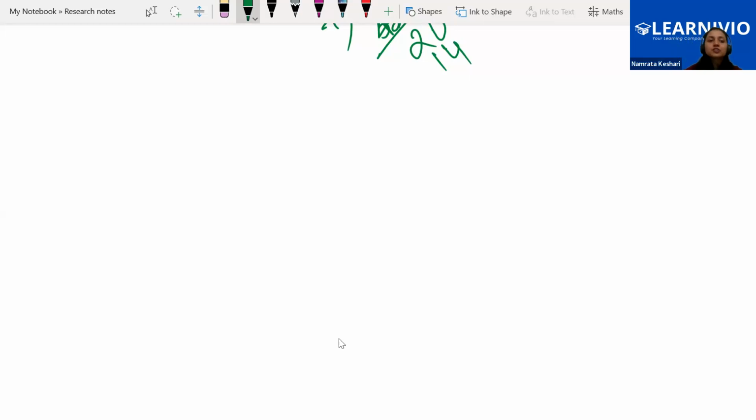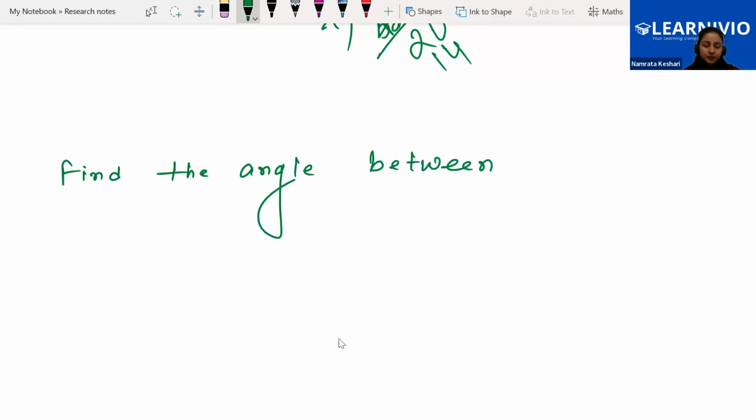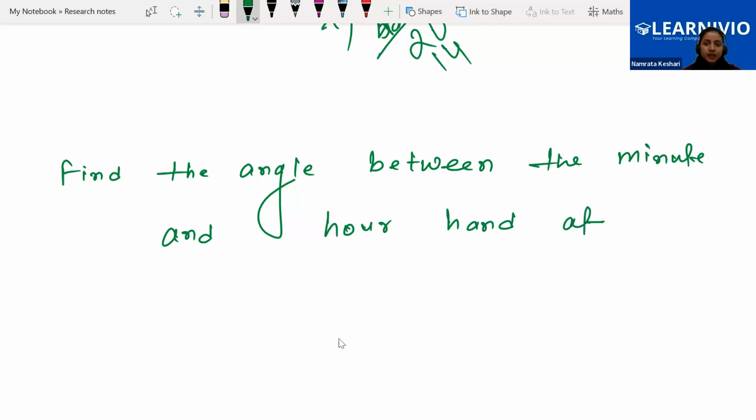Okay, so one of the questions, if I give you the logical question: find the angle between the minute and hour hand at 7:20 p.m. Okay, if this is an MCQ question, I'm also pointing out the options.